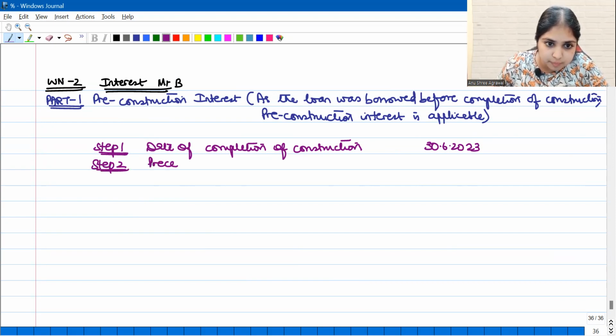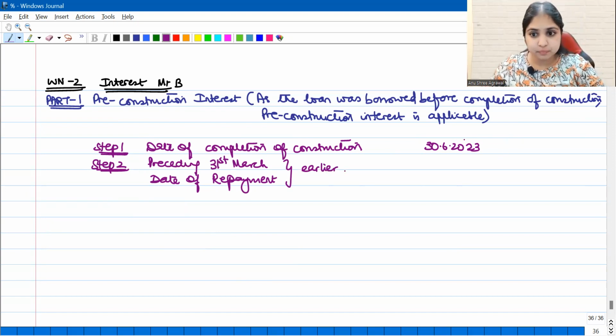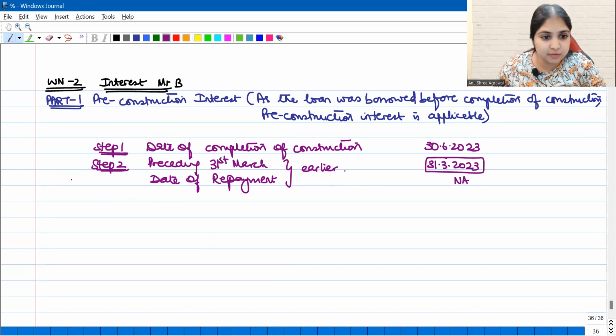Step two is preceding 31st March or date of repayment, right? Out of these two dates, we pick whichever is the earlier date. Now tell me, what is the preceding 31st March? Just before this date, what's the preceding 31st March? 31st March 2023. And was the loan repaid? We just read the whole question. The question clearly says nothing was repaid by either of the assessees. So which is the earlier out of these two dates? 31st March 2023. Now comes step three.